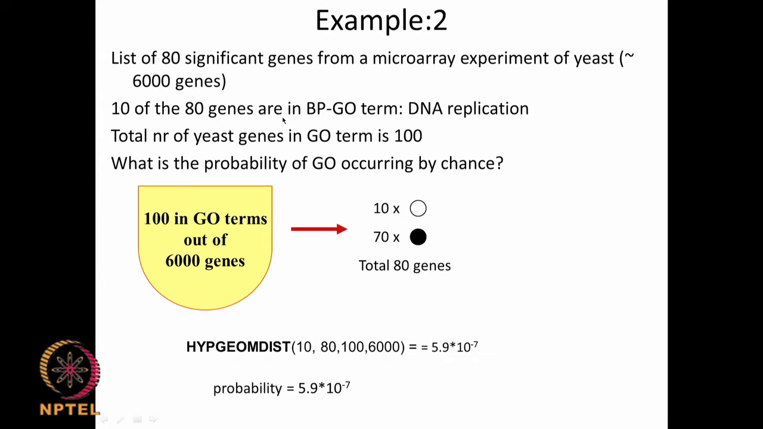Let us look at another problem. There are 80 significant genes from a microarray experiment, and it has 6,000 genes. We have taken 80 significant genes. Now, 10 of these 80 are in the BP GO term, that is DNA replication. But the total number of genes in this GO term is 100. So, what is the probability of this GO occurrence by chance? So, 6,000 genes, maximum possible is 100. When we took out 80 in that list, we find 10. So, we will call it 10 successes out of 80, the maximum possible is 100. So, capital N is 6,000. So, here small n is 80, x is 10, and the maximum, that is capital S, is 100. So, we can get the probability.